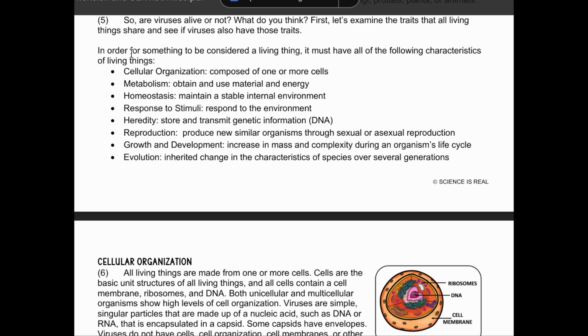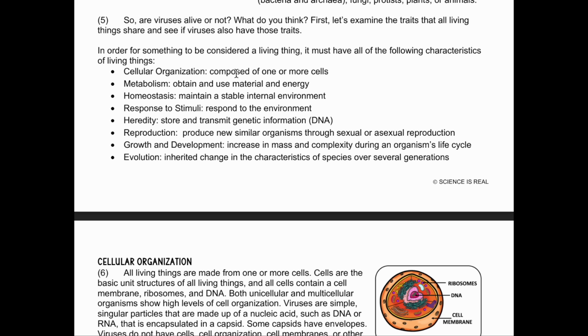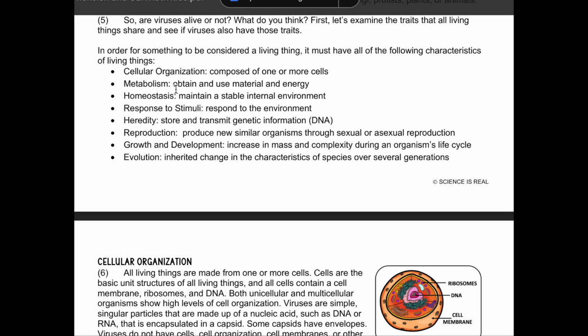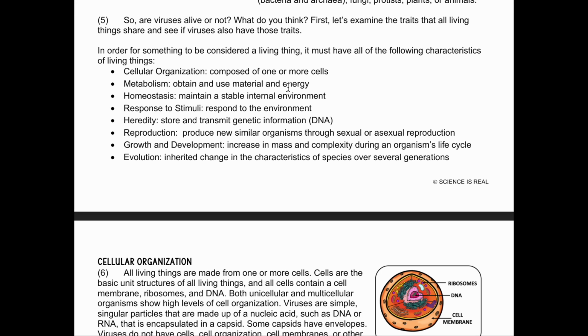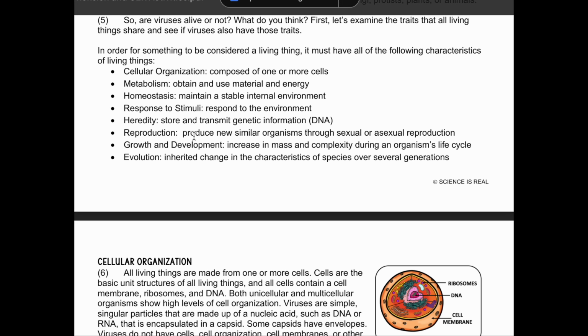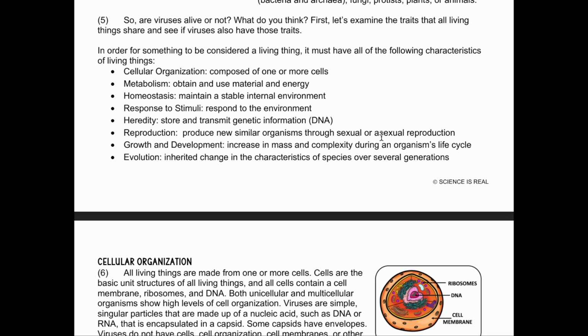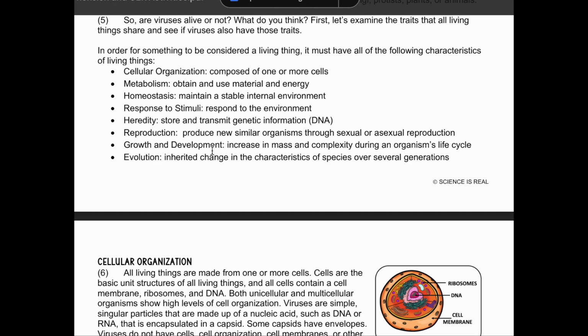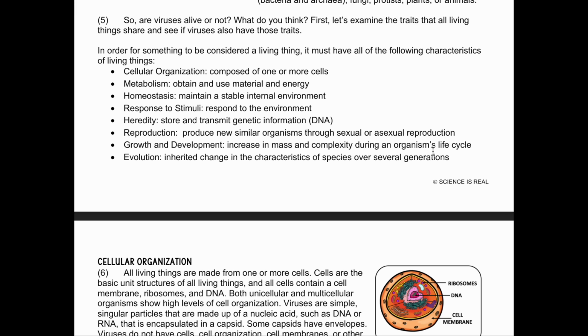In order for something to be considered a living thing, it must have all of the following characteristics of living things: cellular organization, composed of one or more cells; metabolism, obtain and use material and energy; homeostasis, maintain a stable internal environment; response to stimuli, respond to the environment; heredity, store and transmit genetic information or DNA; reproduction, produce new similar organisms through sexual or asexual reproduction; growth and development, increase the mass and complexity during an organism's life cycle; evolution, inherited change in the characteristics of species over several generations.